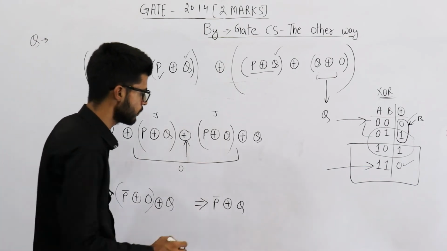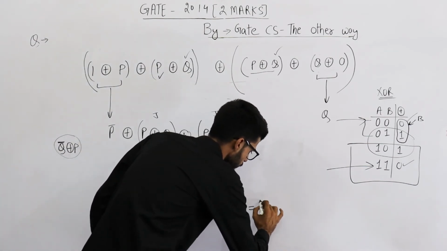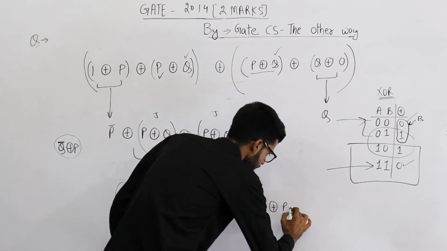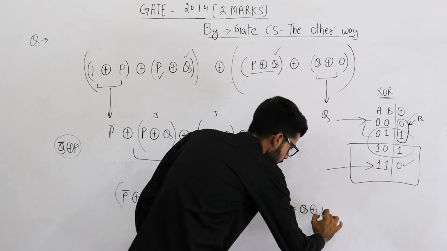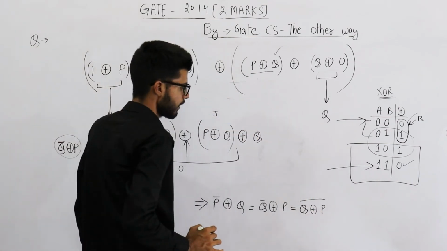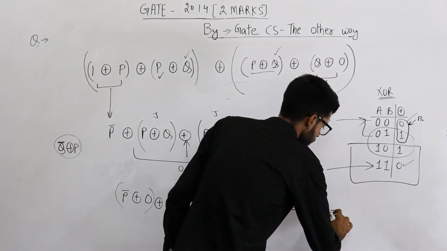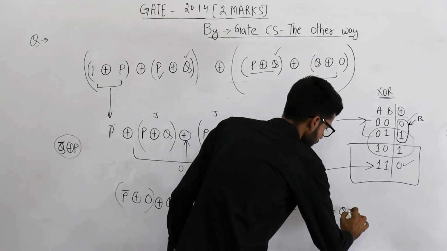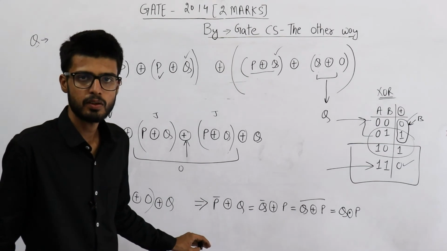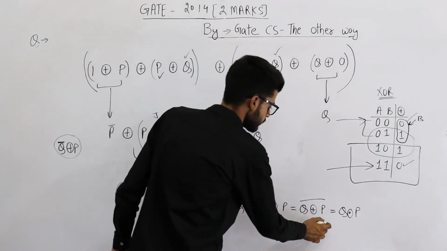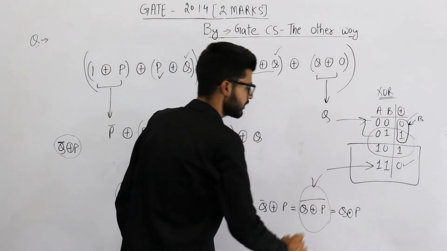I've already told you it is equivalent to Q bar XOR P, which is again equivalent to Q XOR P whole bar, and is equivalent to Q XNOR P. So whichever of these is present in the options, you tick it. This one is option D and will be your answer.